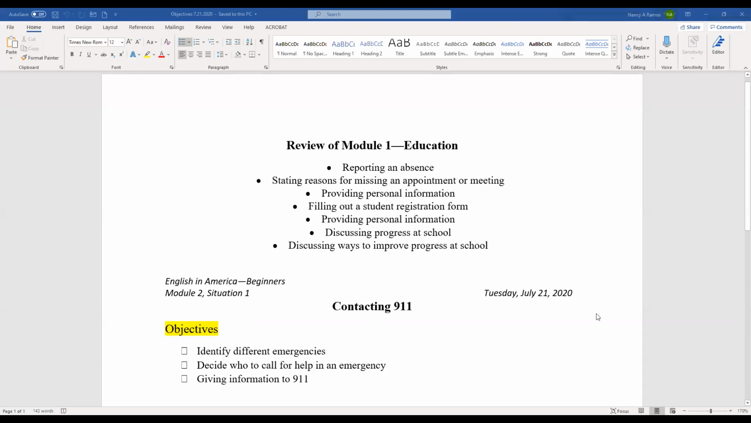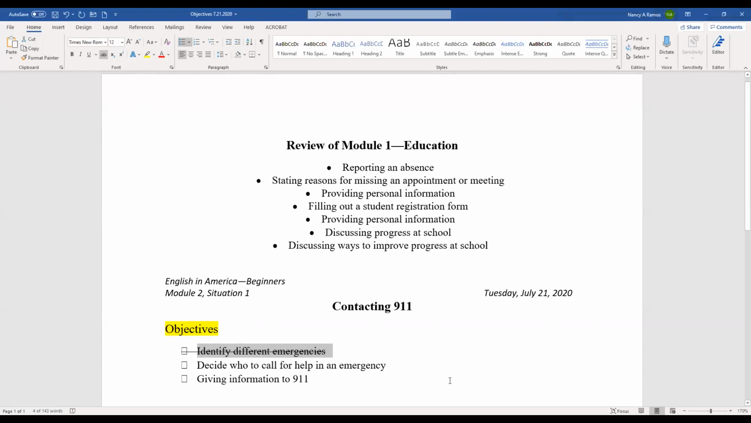Here we go. Okay, so for today's objectives, we had identify different emergencies, which we did. Remember, today we talked about emergencies such as a car accident, a fall, fire, or a shooting. I'm not sure if I can check mark these, so how about we just do that.